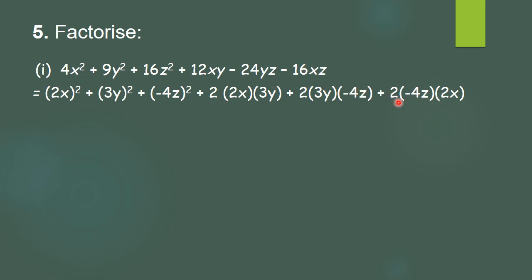So that is the same as we have written. Now what form do we get? a square plus b square plus c square plus 2ab plus 2bc plus 2ca, and that is written as a plus b plus c the whole square. So your value of a is 2x, b was 3y and c was minus 4z. So we get the answer as 2x plus 3y minus 4z the whole square.